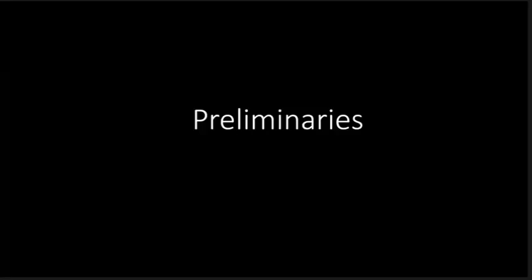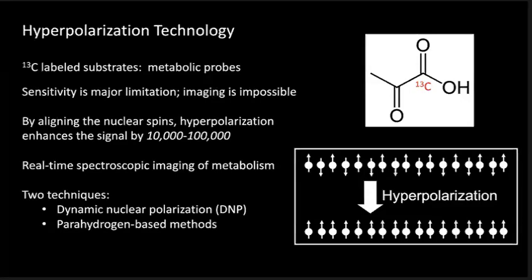So just a few preliminaries about the technology. Of course, as I'm sure most of you know, carbon-13 is a wonderful nucleus for probing all kinds of metabolic pathways. It occurs in all kinds of metabolically relevant compounds. But sensitivity has always been the major limitation, and imaging with this stuff is just impossible. And so hyperpolarization, of course, is a technology that takes the basically randomized spins and seeks to align them as much as possible. And you can get a boost in signal from a substrate like this by a factor of 10,000, maybe 100,000, depending on your field strength. And now you can do real-time spectroscopic imaging of metabolism.